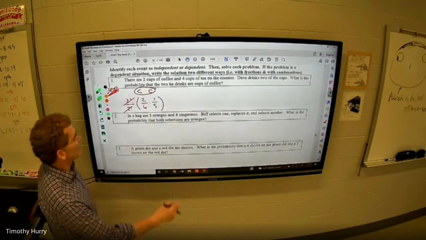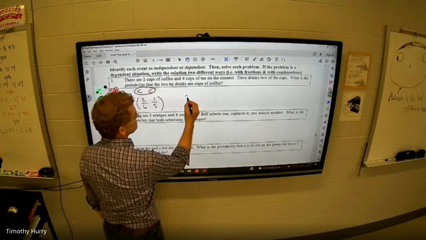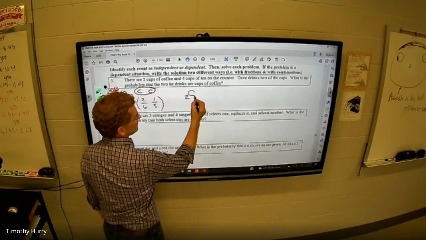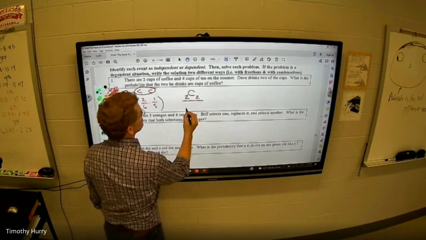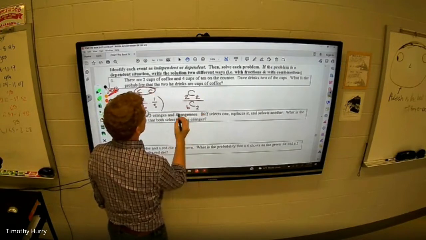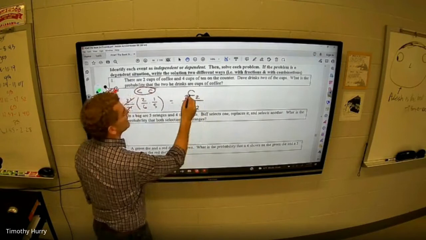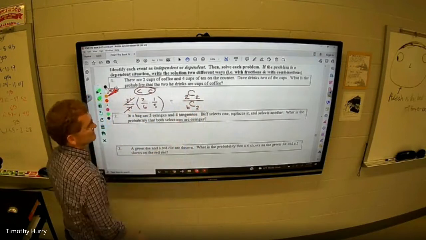All right? Now, with combinations, I could say there are 2 cups. I'm choosing what? Both. And there are 6 total cups, of which I'm choosing 2. This right here gives me the same outcome as that right there.